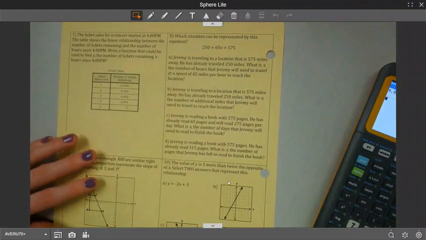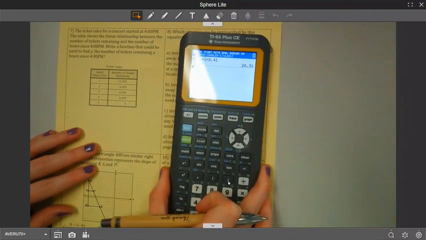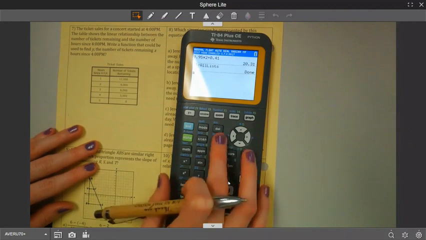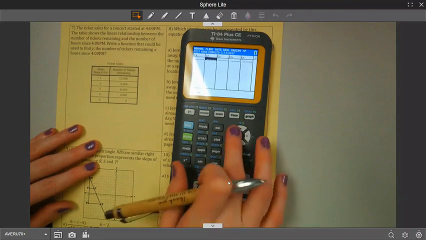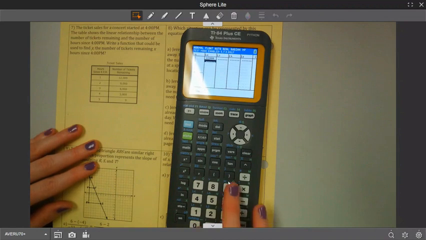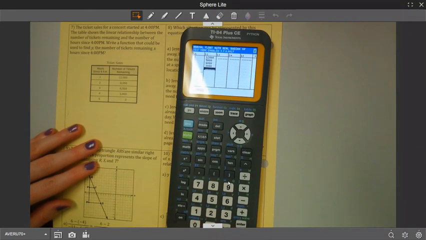On the back, again, we have another table, so I can go ahead and input it into the calculator. So I'm going to do second plus 4 to clear the list. Then we have stat. My x values are 1, 2, 3, 4, 5. Arrow over, our y values are 12,000, 9,000, 6,000, 3,000, and we have 0.